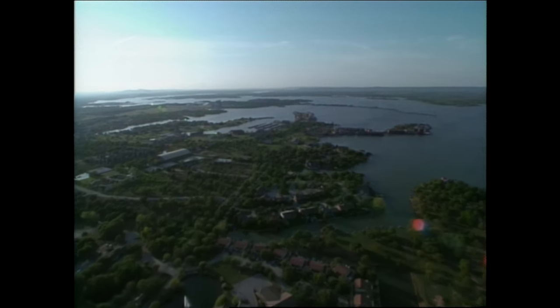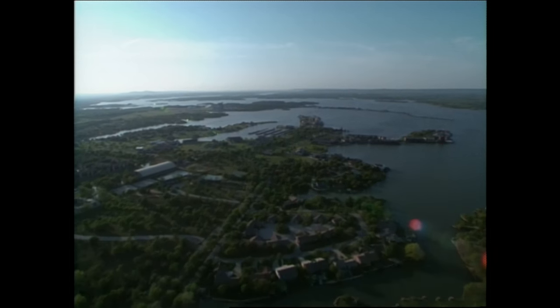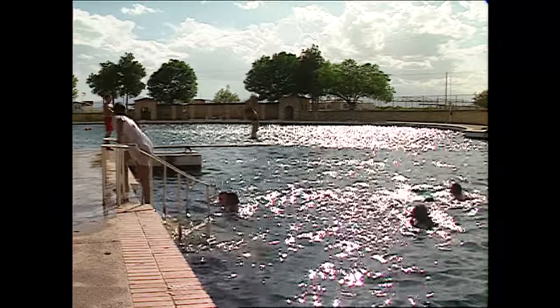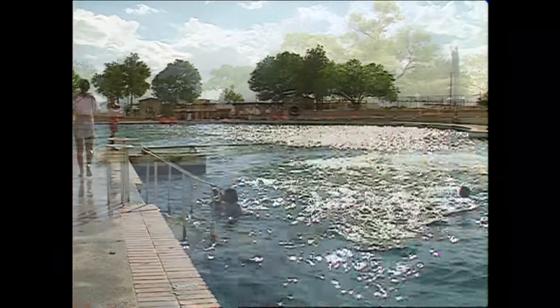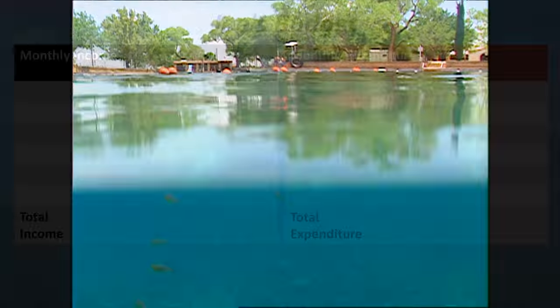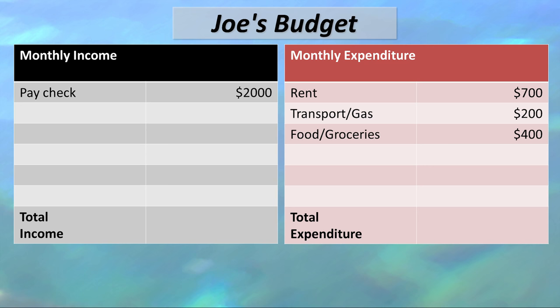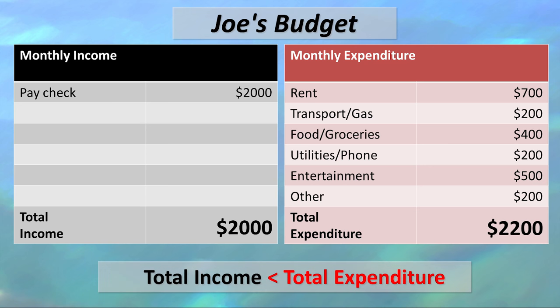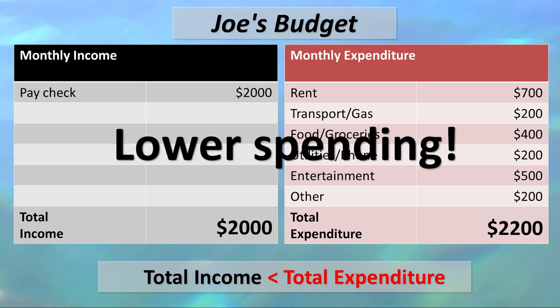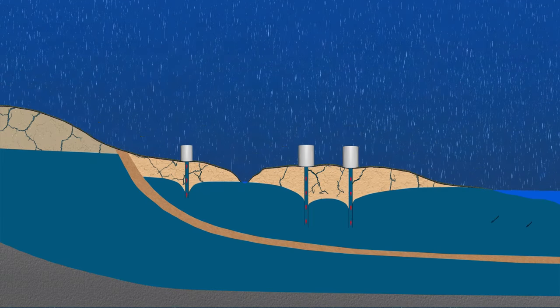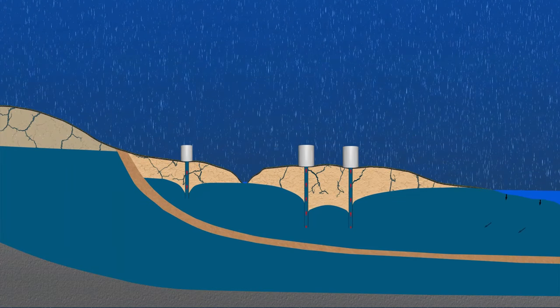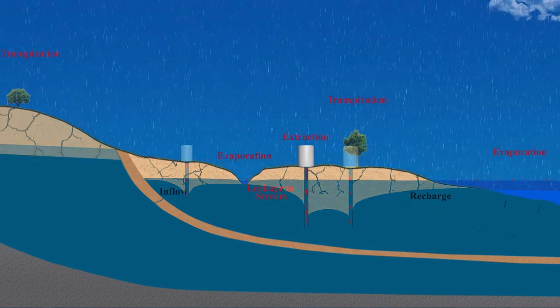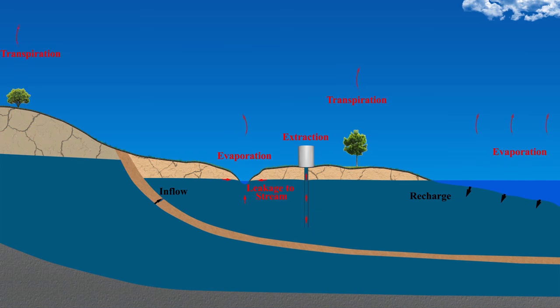Texas decision makers work to ensure that groundwater is available for beneficial use today and for the next generation. Managing groundwater is the same as managing any budget. A household cannot continuously spend more money than it earns. In the same way, an aquifer cannot continuously give more water than it is taking in. Accounting for the groundwater budget requires thinking about the water cycle.